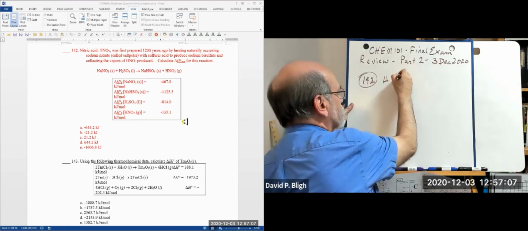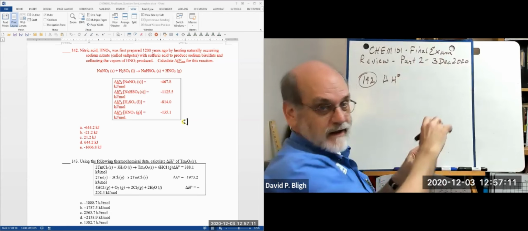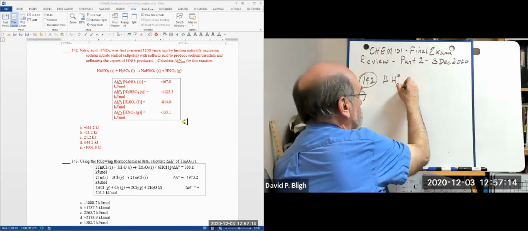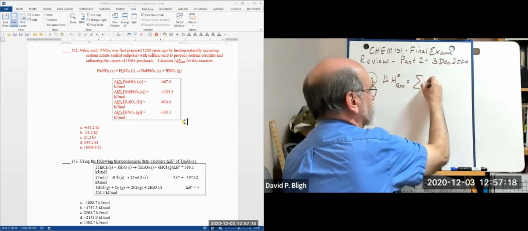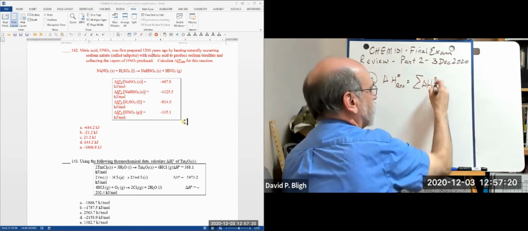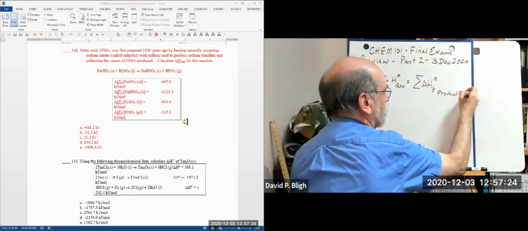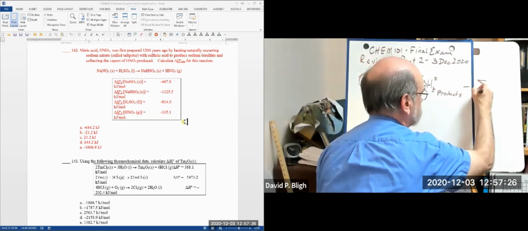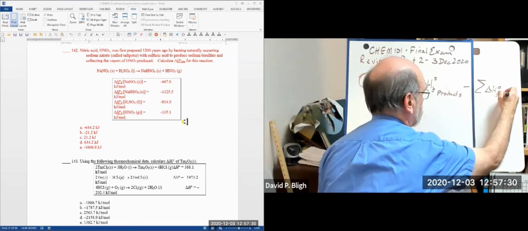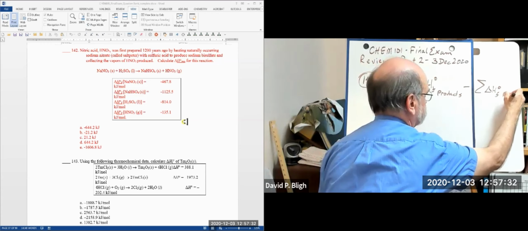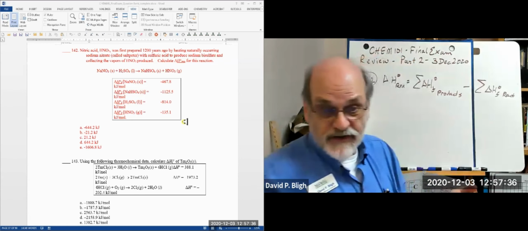Delta H for that reaction is equal to the sum of the heats of formation for the products minus the heats of formation for the reactants. Okay? So now it's really simple.